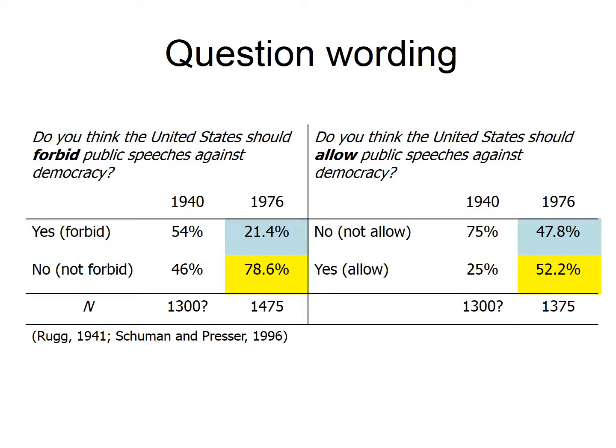And again, do you think the United States should forbid public speeches? Again, 78% said no, we shouldn't forbid speech in this country. However, only 50% said that we should allow public speeches against democracy. So anyway, this is just an example again of how question wording is very influential on how people respond to questions. And polling companies know this, which is why it's very important again to know who's doing the polling when you look at poll results.